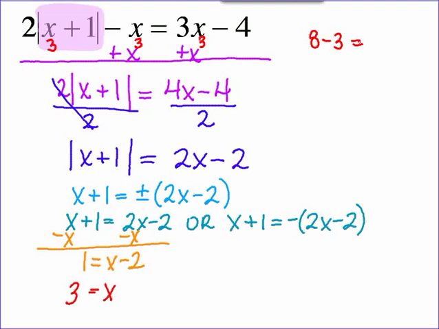Times 2 is 8. So I end up having 8 minus 3 equals 3 times 3 here, which is 9, minus 4. What is 8 minus 3? 5. What is 9 minus 4? 5. So will that one work? Yep.